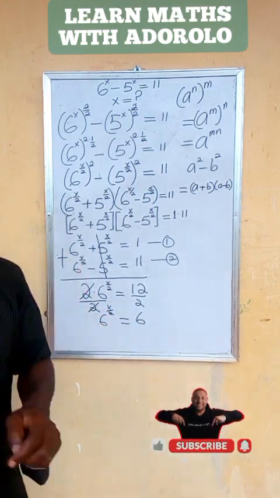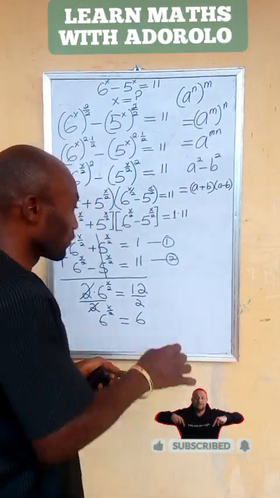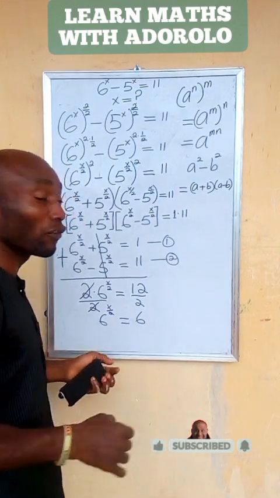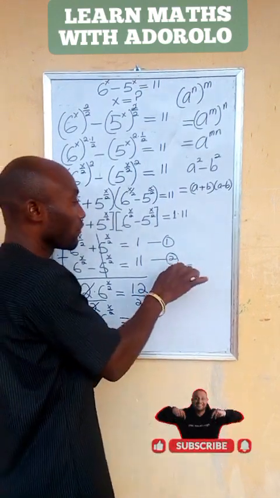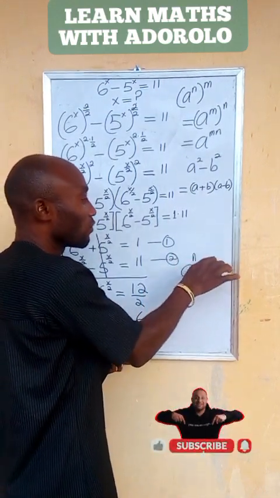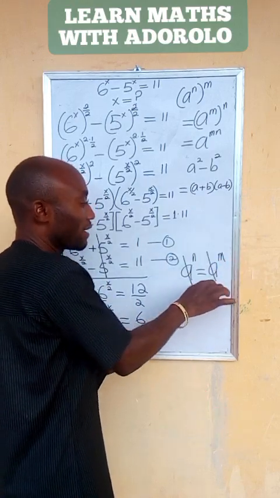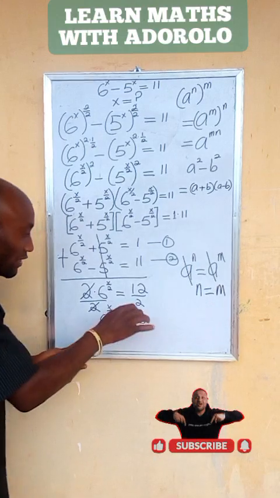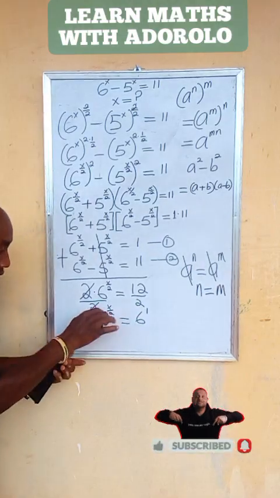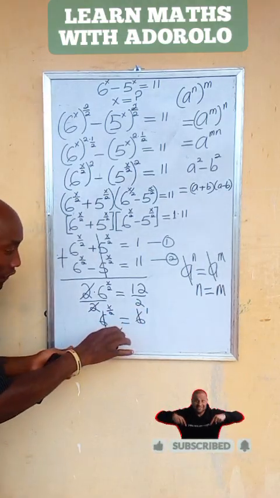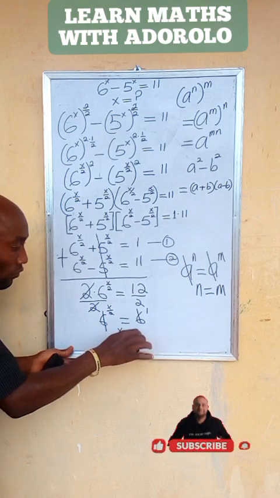The next thing we'll apply the base law of indices. We say that when the bases are the same, therefore the powers are equal in value. If I have a to the power of n is equal to a to the power of m, this will cancel this, our n is equal to m. So this 6 is 6 to the power of 1. So that this will cancel this. We now have x over 2 is equal to 1.